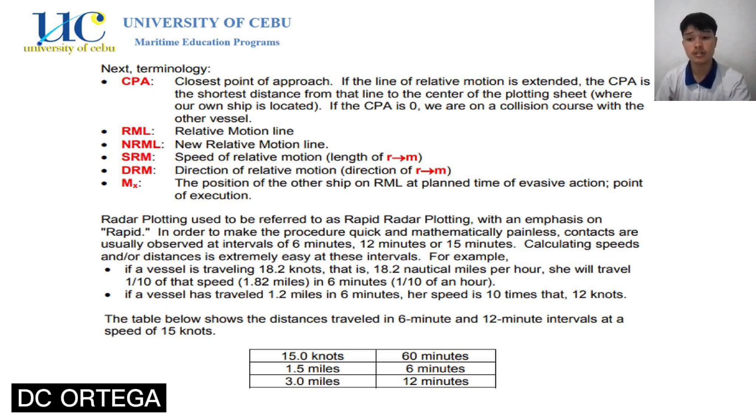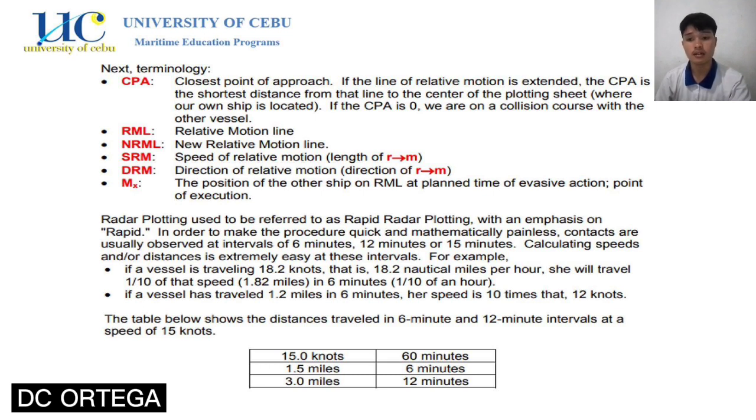Next, terminology. What is CPA? CPA is the closest point of approach. If the line of relative motion is extended, the CPA is the shortest distance from that line to the center of the plotting sheet. If the CPA is 0, we are on a collision course with the other vessel.